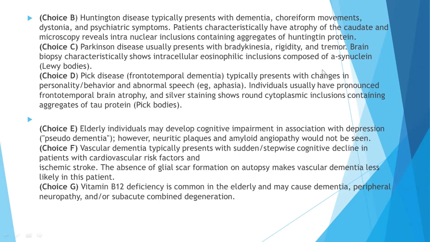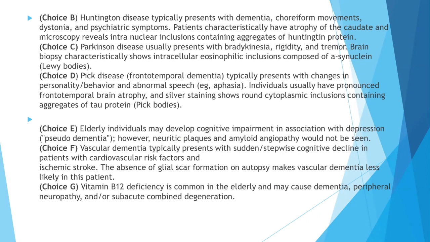Pick disease, frontotemporal dementia, typically presents with changes in personality, behavior, and abnormal speech, for example aphasia. Individuals usually have pronounced frontotemporal brain atrophy, and silver staining shows round cytoplasmic inclusions containing aggregates of tau protein. So these tau protein or Pick bodies are characteristic of Pick disease.